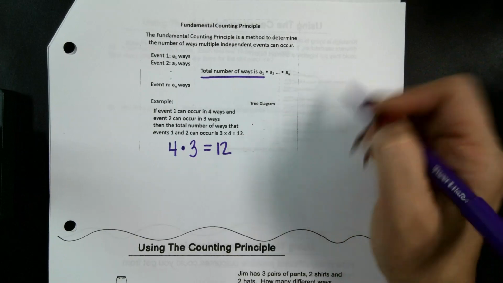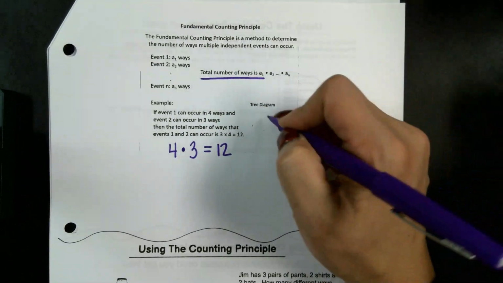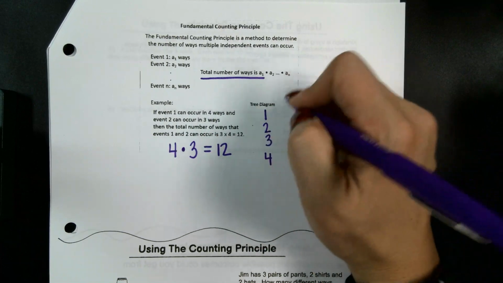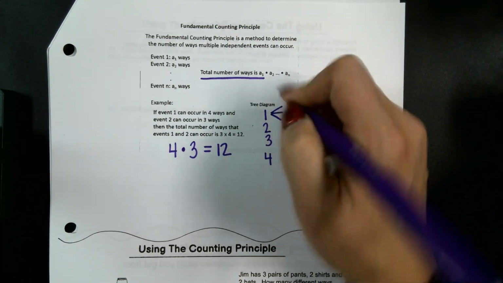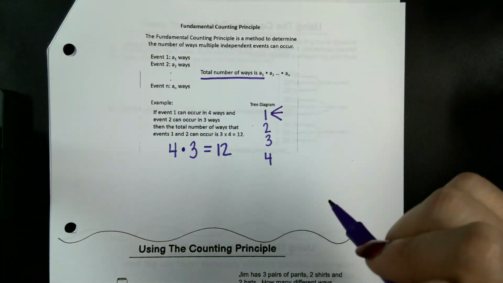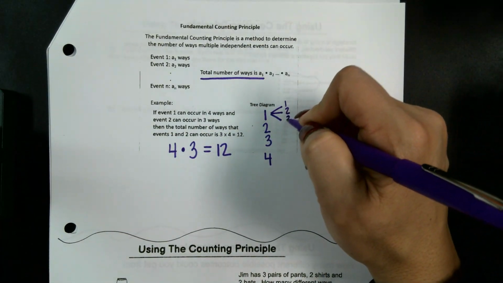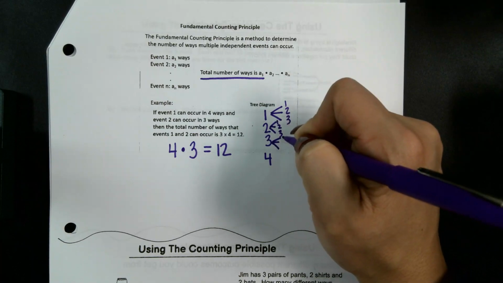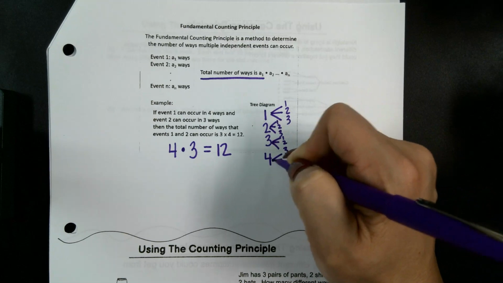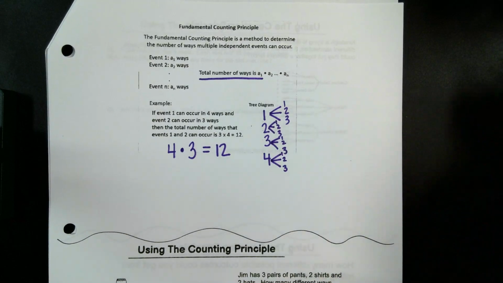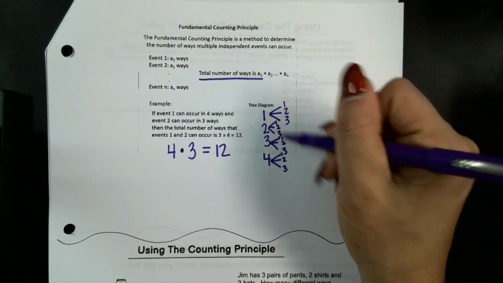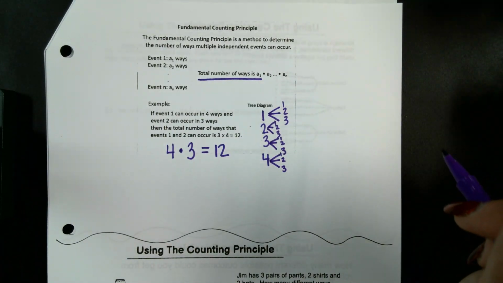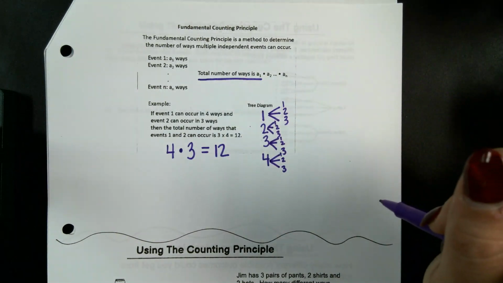We just don't want to have to draw out this diagram because look, if these are the first 4 ways, then each event could happen 3 different ways with the other one. 1, 2, 3, and then I'd have to do the same thing here. And then I'd have to do the same thing here. Again, that's a lot of unnecessary work to figure out that there were 12 options when I could have just multiplied 4 times 3 and been done. So that's the counting principle, okay?